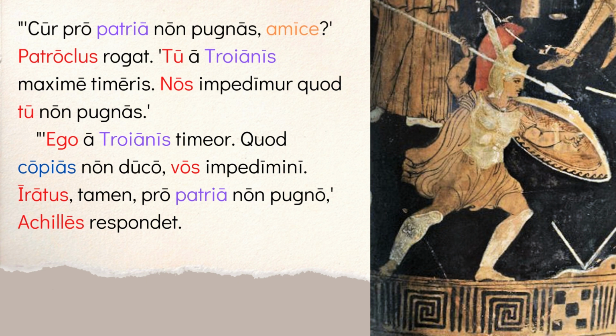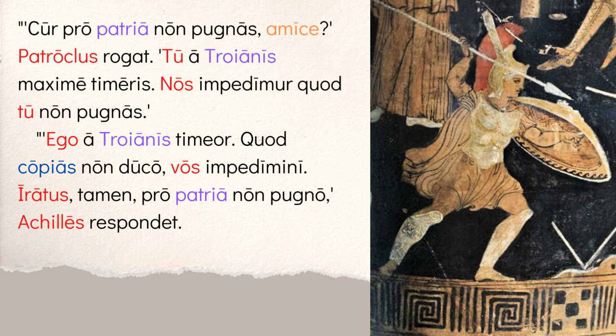What's going on, right? Then he continues and says, ego a Trojanis timeor. So I, ego, am feared, right, timeo, I am feared a Trojanis, by the Trojans. This is, by the way, Achilles now talking. So Patroclus says, why aren't you fighting? And Achilles responds, says, I am feared by the Trojans. Quod copias non duco vos impedimini, right, impedimini. So because I'm not leading non duco, right, it's active voice, I am not leading copias, the troops. Vos, you all, impedimini, you all are being hindered.